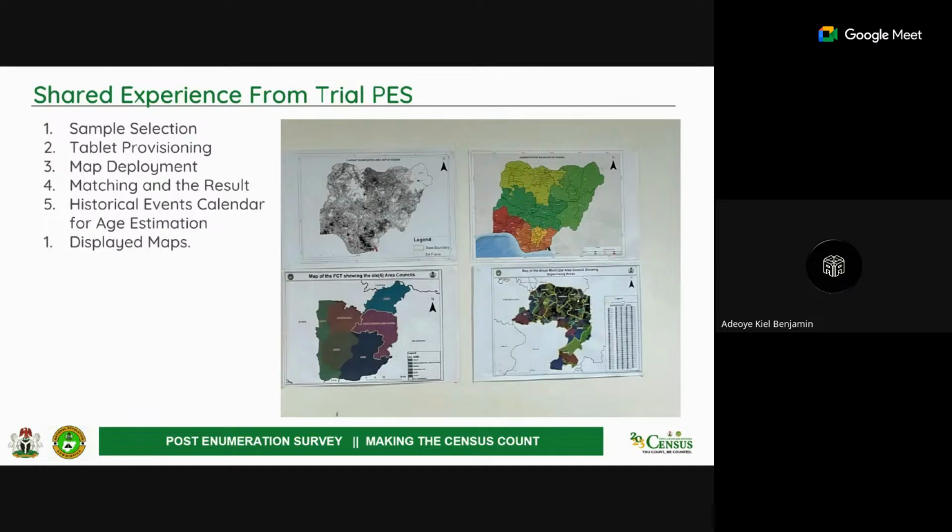Then another innovation that we showcased was the historical events calendar for a nation. From the planning and research department, it was eye-catching. And we were about to propose an addition with respect to the matching, so that we'll be able to do seamless matching. And you have the displayed map. So on this note, I'll hand over to give you the conclusion.